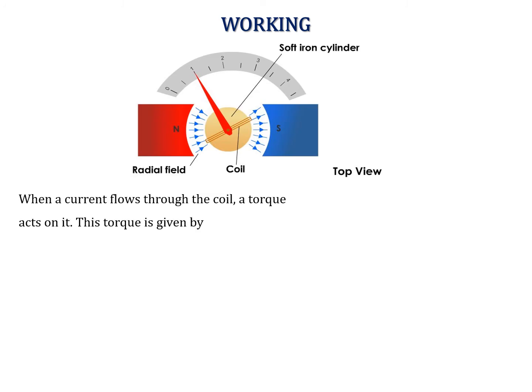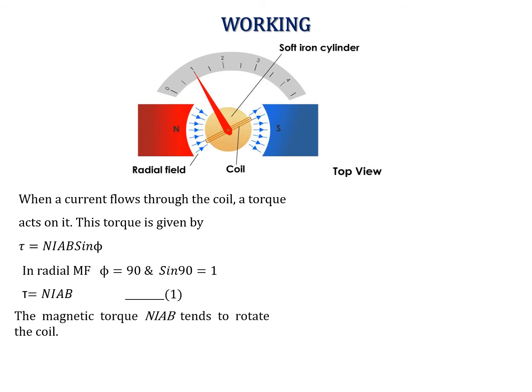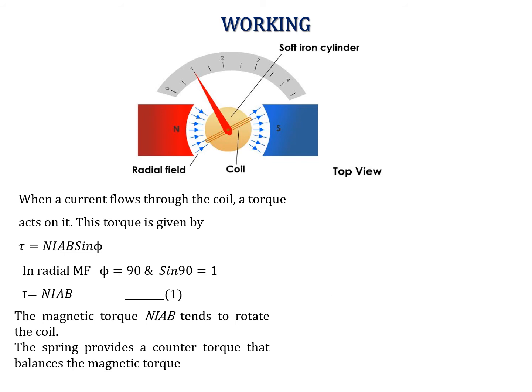When current is passed through the coil, a torque is produced. This torque is given by NIAB sin phi. For radial magnetic field, phi is 90. Hence, sin 90 will be 1. Therefore, torque will be equal to NIAB. This torque is called magnetic torque, which rotates the coil in the magnetic field. The counter torque is provided by the spring, which balances the magnetic torque.